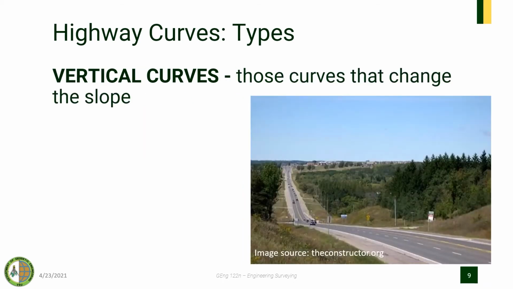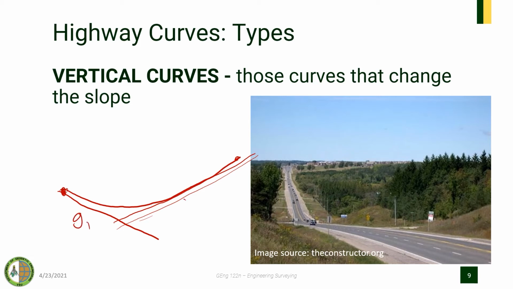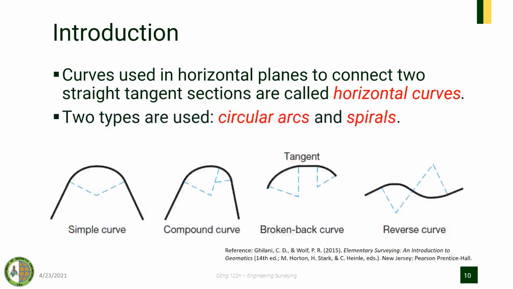The other type of curve is the vertical curve. This curve is changing the slope, considering two different kinds of slopes. So we have grade 1 and grade 2. Anyway, we will discuss more on this in our next topic.